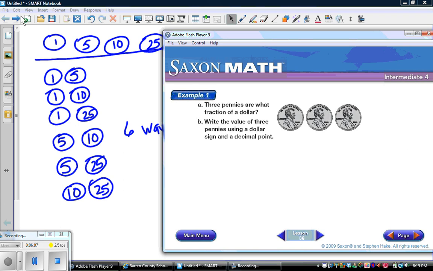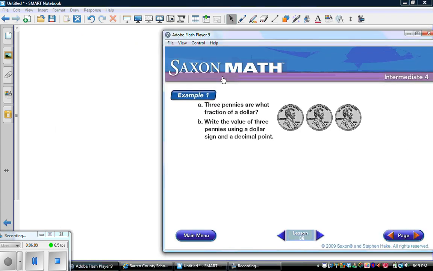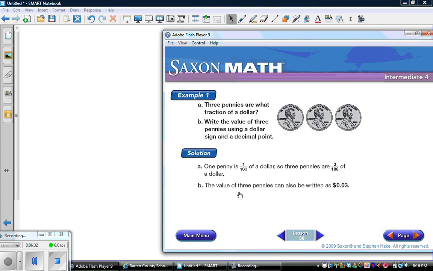Okay, moving on to example 1. 3 pennies are what fraction of a dollar? And you could say, well, that's 3 cents out of 100, right? So that would be 3 100ths. Let's look at B. Write the value of 3 pennies using a dollar sign and a decimal point. We've talked about how that's tricky. You have to say $0.03. If you were to put just 0.3, that would mean 30. Okay, so be careful.